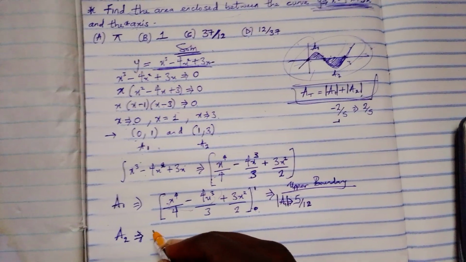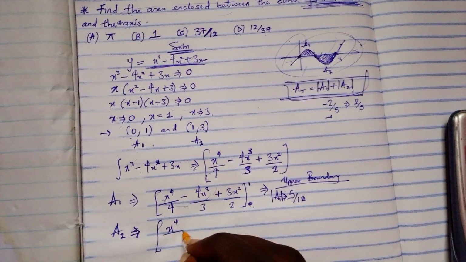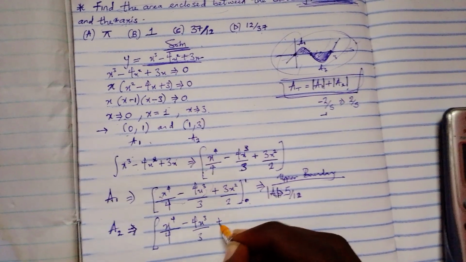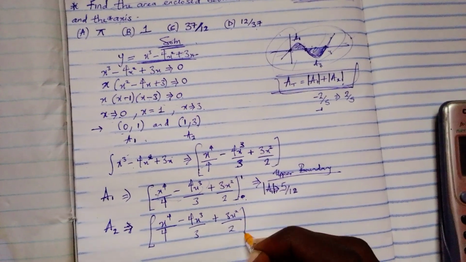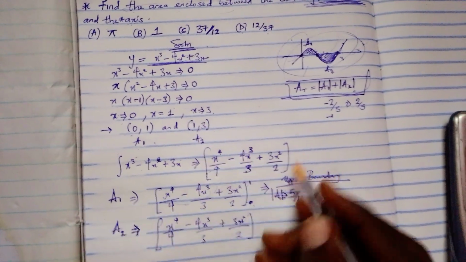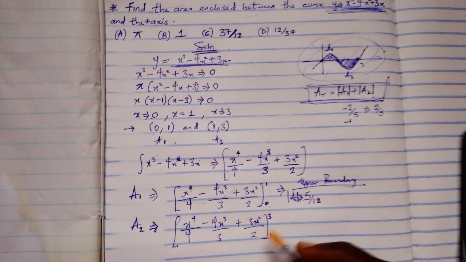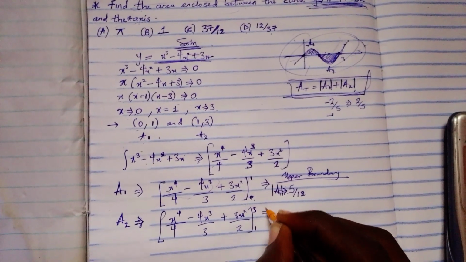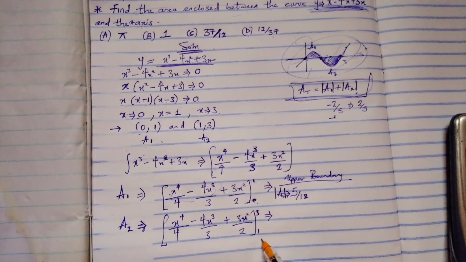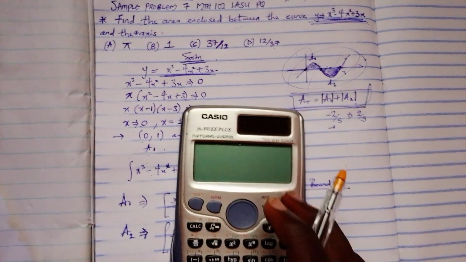So now for the A2, we just have to say x raised to power 4 over 4 minus 4x cubed over 3 plus 3x squared over 2, right? Plus 3x over 2, as it tends from 1 to 3. So from here, we can get the upper boundary and the lower boundary. Hence, we subtract the lower boundary from the upper boundary. So let's do that using the calculator.